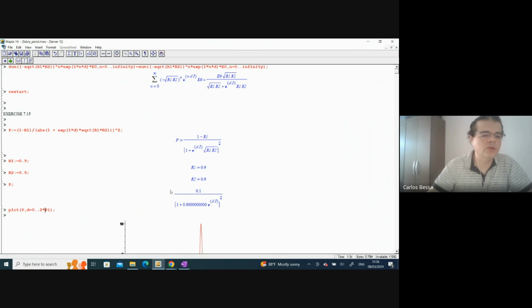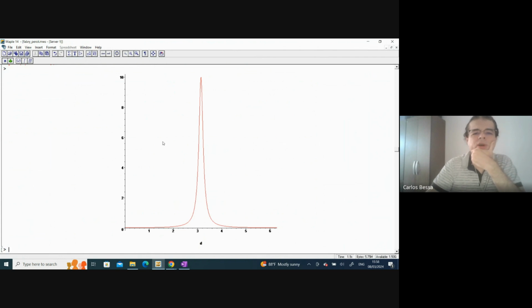Okay, and now we can plot in terms of the angle phi that I just call here d in this interval 0 to 2 pi. So this exponential here in this interval. If you do, we see a maximum here that's around 10.